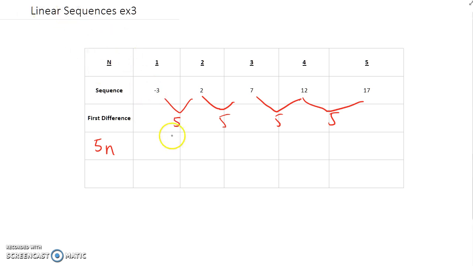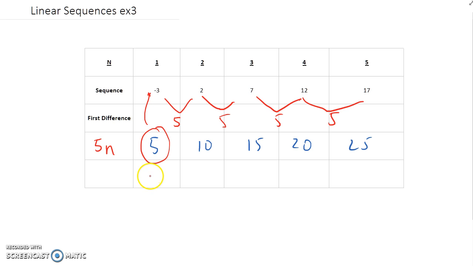Now, my job is to work out what 5n is going to be for each of these n values. So 5 times 1 will be 5. 5 times 2 will be 10. 5 times 3 will be 15. 5 times 4, 20, and 25. Now this one is a bit tricky. So my question is, how do we get from 5 to a minus 3? Or in other words, what's the difference between 5 and minus 3?